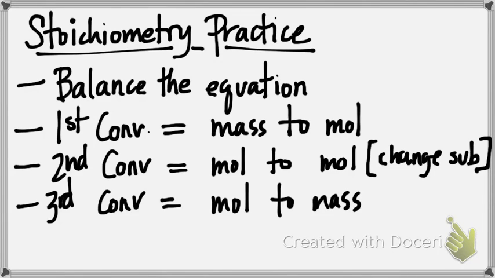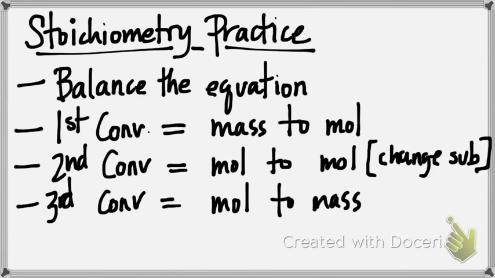So this session is to help you with practicing your stoichiometry. When you're doing the stoichiometry problems, there are a few things that you have to do. Number one, you've got to balance your equation. When you're given the equation, do not assume that it's balanced. Always double check. Sometimes it will be, sometimes it won't, but always double check.